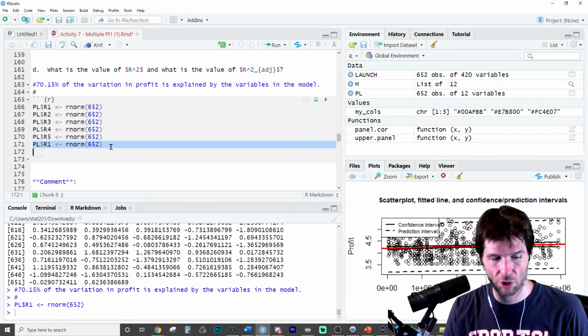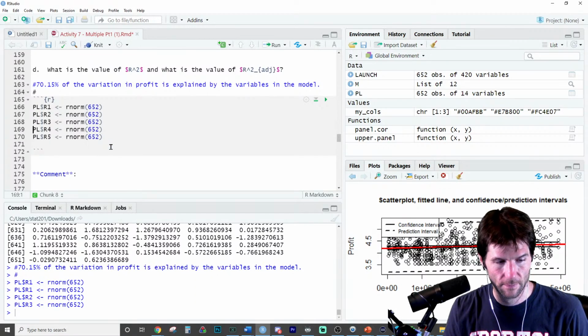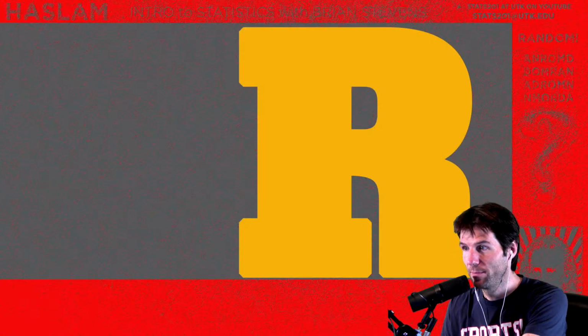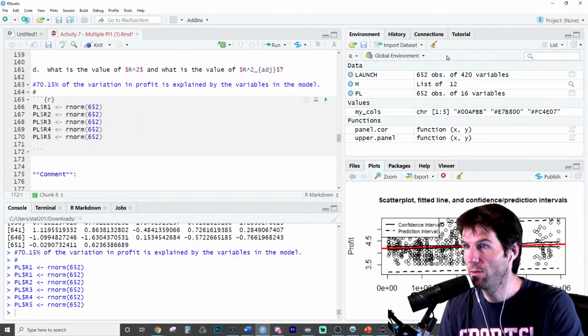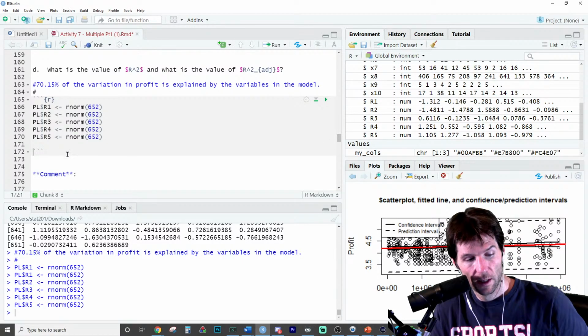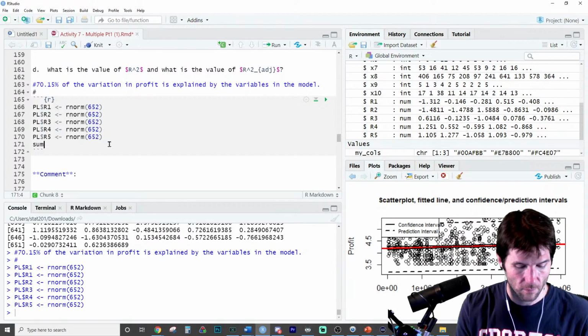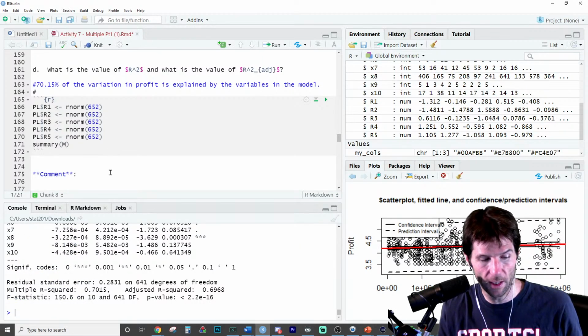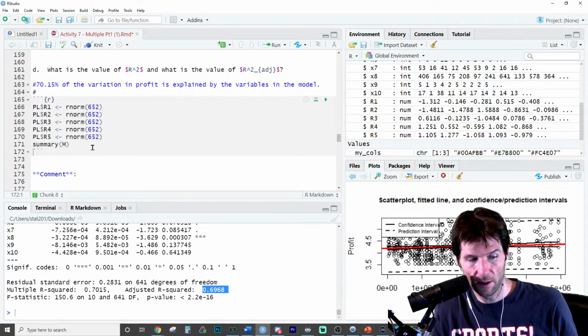Here are 5 junk variables. All these variables are completely random. I've appended these variables onto the end of the data frame for random variable 1, random variable 2, and they're all just random normal variables. So now I'm going to show you the summary of my model. Here's the r squared adjusted.